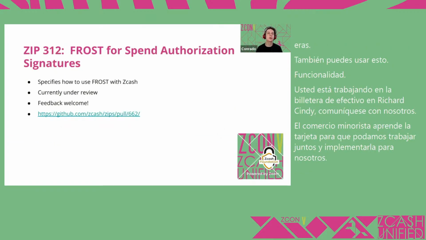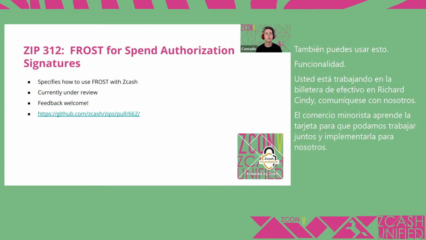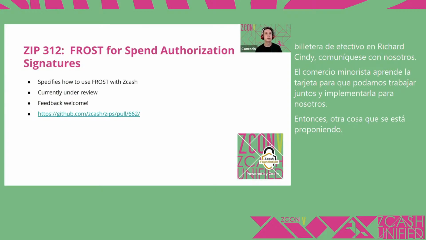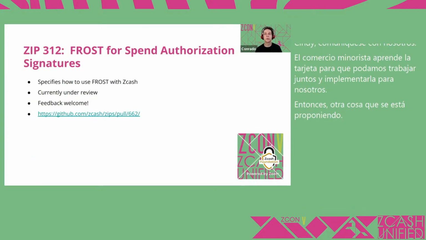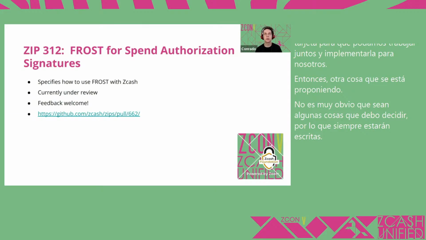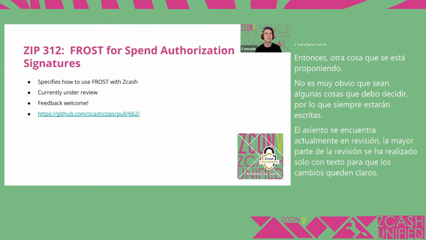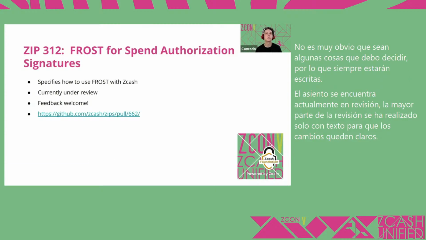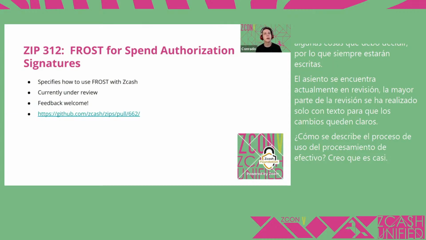So another thing that's going on is the ZIP. It's a Zcash Improvement Proposal that specifies how Frost is used with Zcash, because it's not super obvious. There are some things that I need to decide, so these are all written down in the ZIP. It's currently under review. Mostly the review has been just textual changes to make it clearer. What is described in the process of using Frost with Zcash, I think it's basically done, and feedback is welcome. So if you have any feedback, you can post it on the ZIPs GitHub.